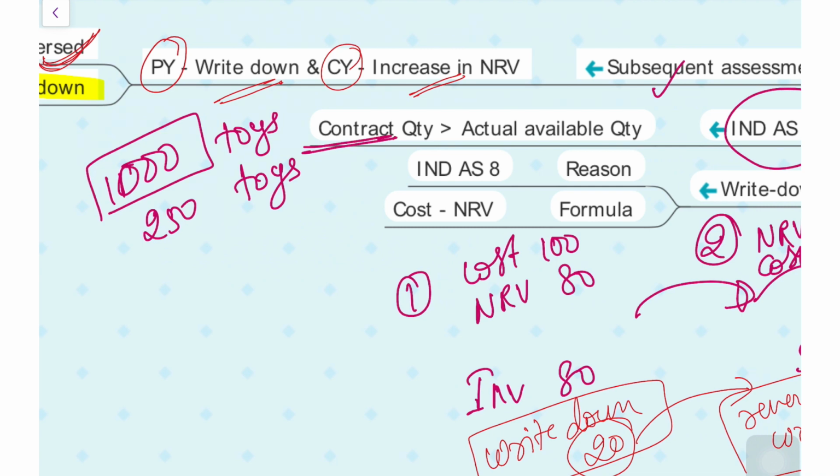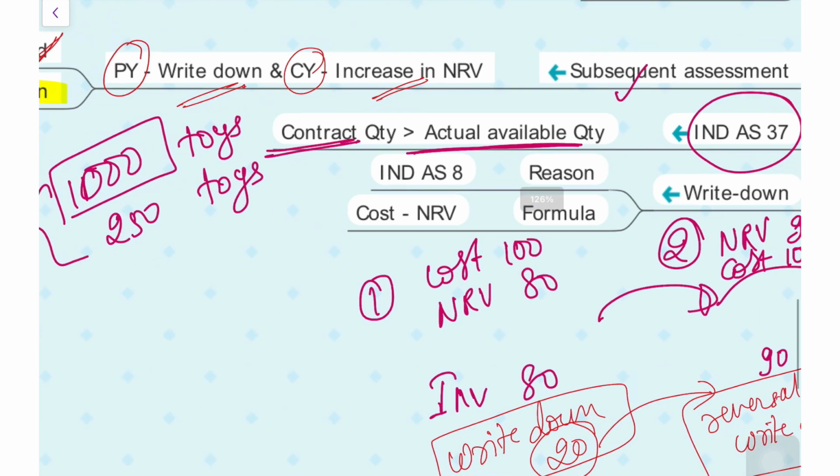You only have 250 toys, but how much have you contracted? 1000 toys. So here there is always a contingency whether you will be able to produce 1000 toys and give them or not. Correct? Because right now the actual available quantity is only 250. So due to this, you need to make a contingent liability for whether you will be able to produce it or not.